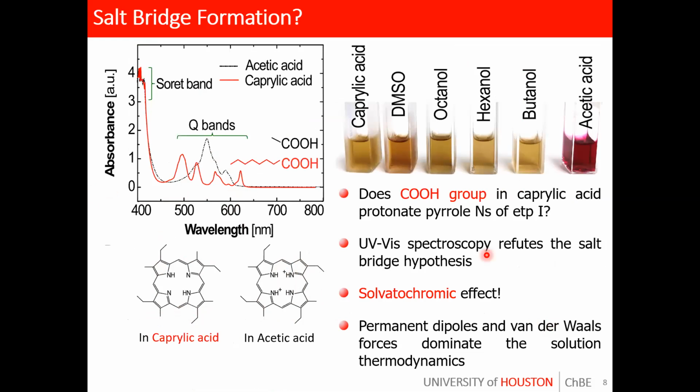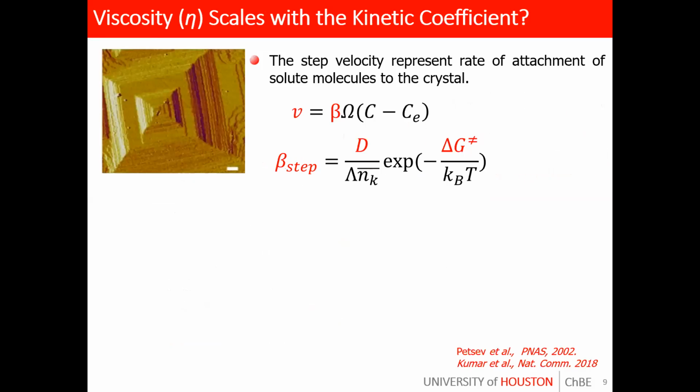Now, an important fact to notice here is the solvatochromic effect that we see in different solutions. In all these 5 solvents where the interactions between the solute and solvent are similar, the solution colors are also very similar. But in acetic acid, we see a salt bridge formation, and hence the color is distinct and different. So solvatochromism can be used as a sensitive tool to understand solute-solvent interaction. An important fact to remember. So we understand the solute-solvent interactions.